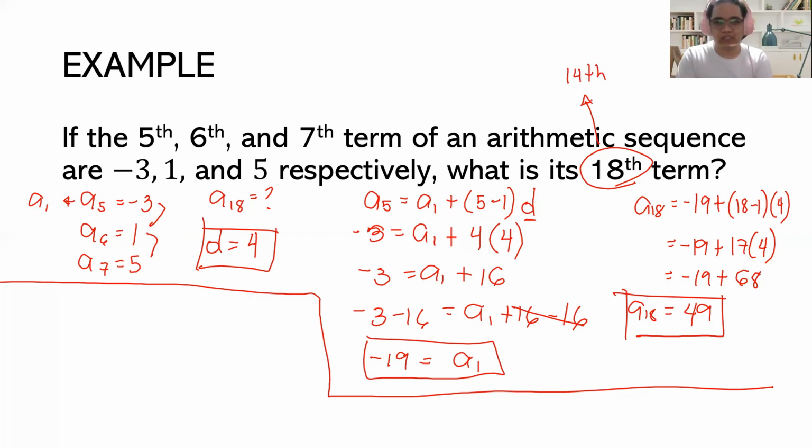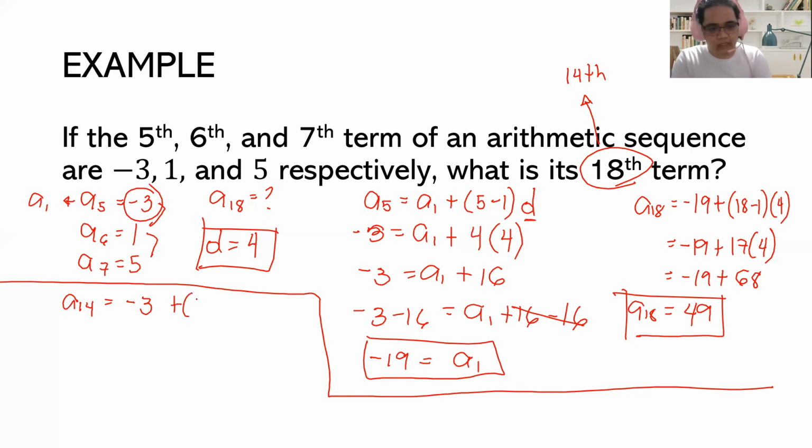Okay, so the idea is, gagawin nating first term yung 5th term. So, aatras yun ng 4. So, yung hinahanap natin na 18th term, aatras yun rin ng 4. Kaya 14th term na lang. Kunin na natin. A sub 14 equals, ang A sub 1 mo na dito, negative 3 na. Ito na yun, yung A sub 5.